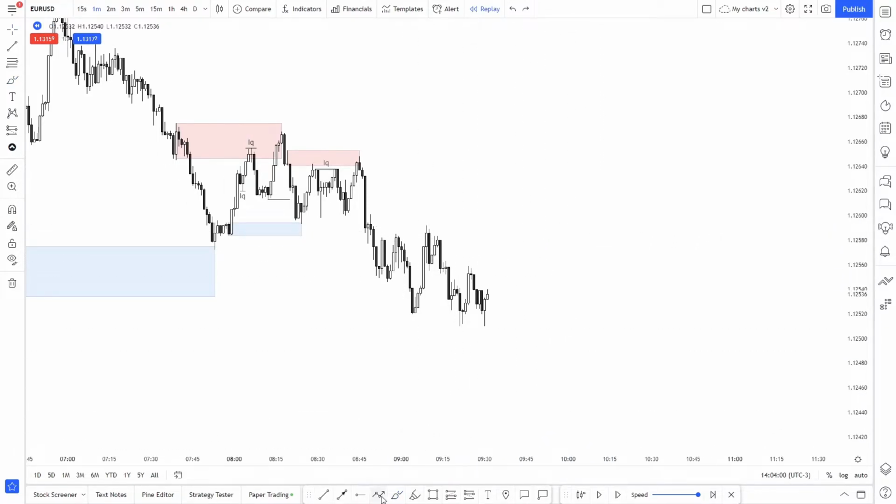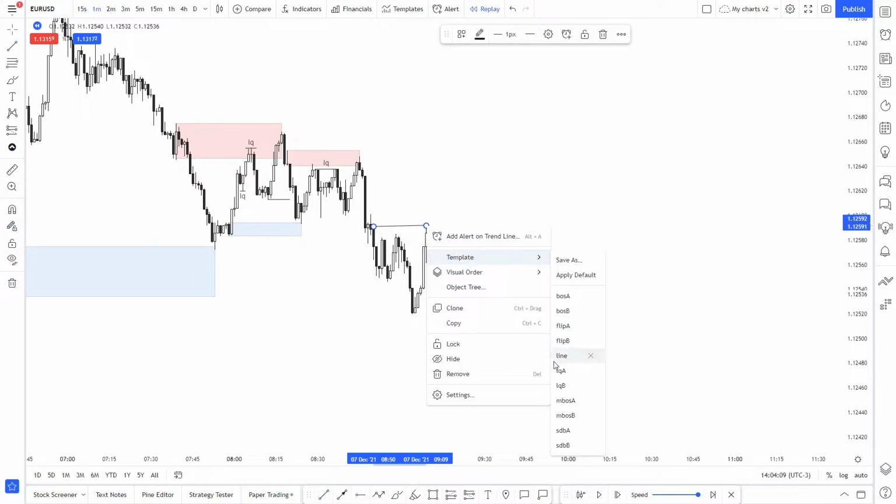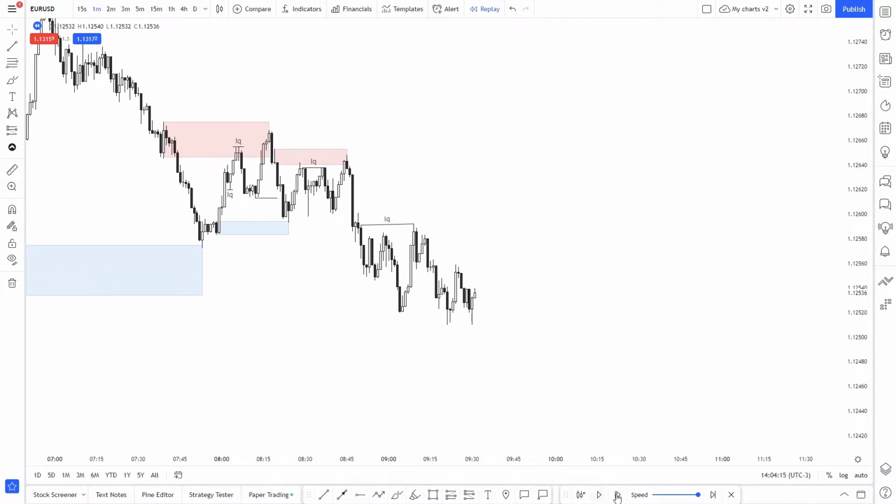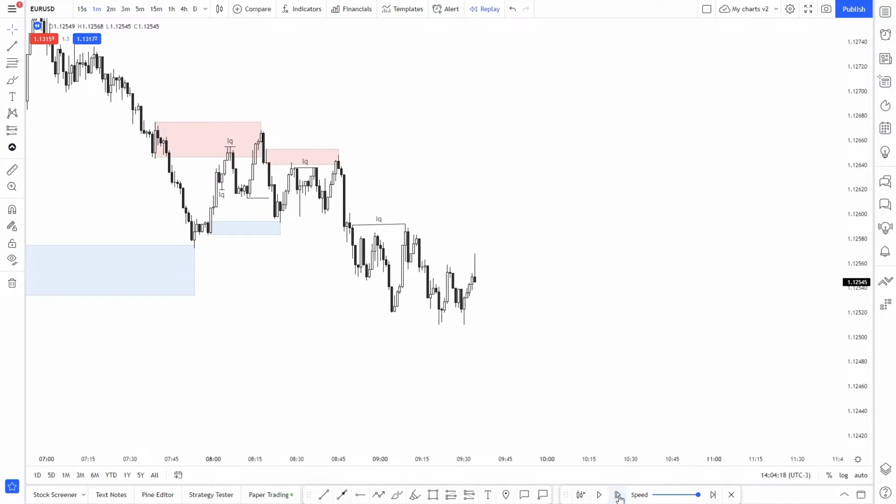I do see some liquidity, but as an example, this liquidity was taken. We could say that this high created some liquidity as well, due to the strength that it had on the way down. But this POI is already broken. Sorry, not broken, but mitigated, so it's not something that I would really consider.